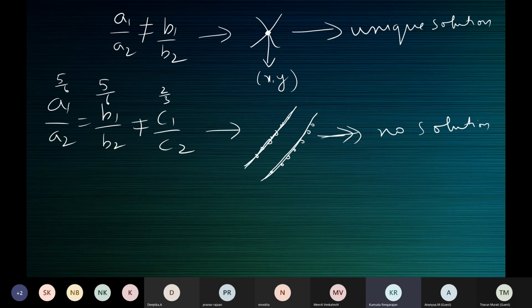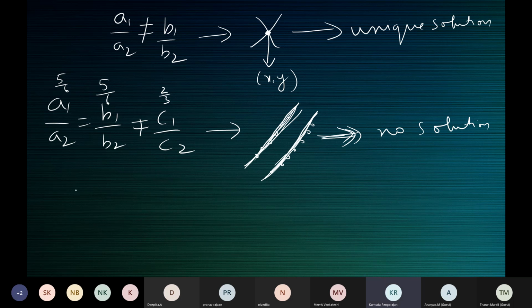When you take this line alone, it has infinitely many solutions. This one alone has infinitely many solutions. But the solution to the pair of equations, both of them taken together, is no solution. Why? Because there's nothing in common. This line has many points, this line has many points, but there's nothing common to the two. So parallel lines mean no solution.